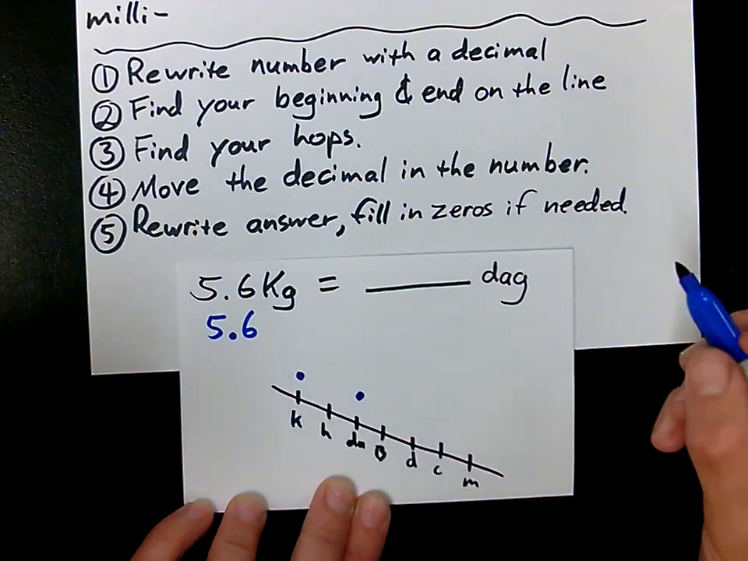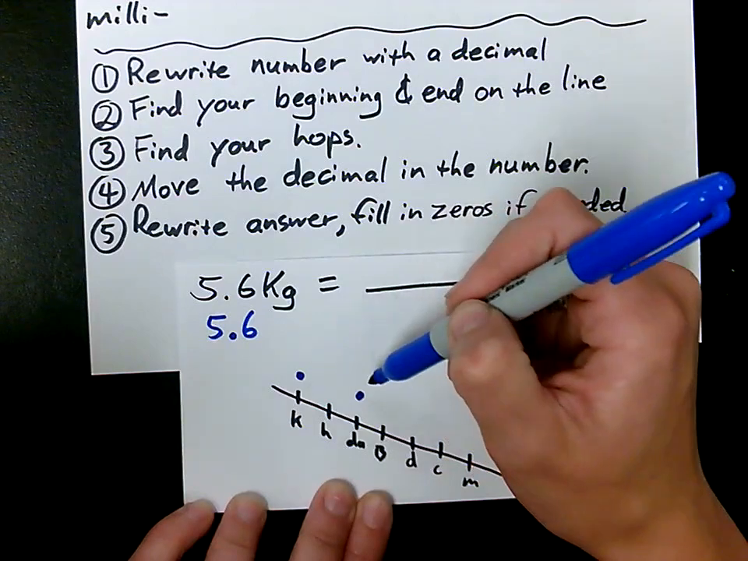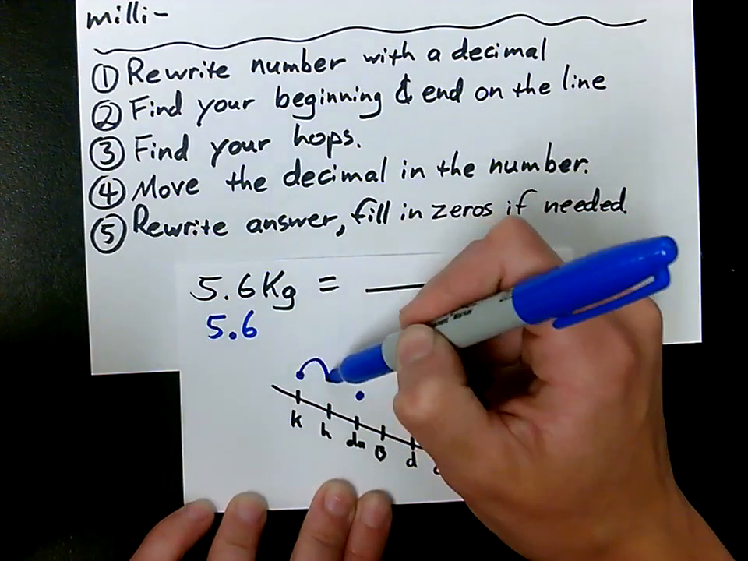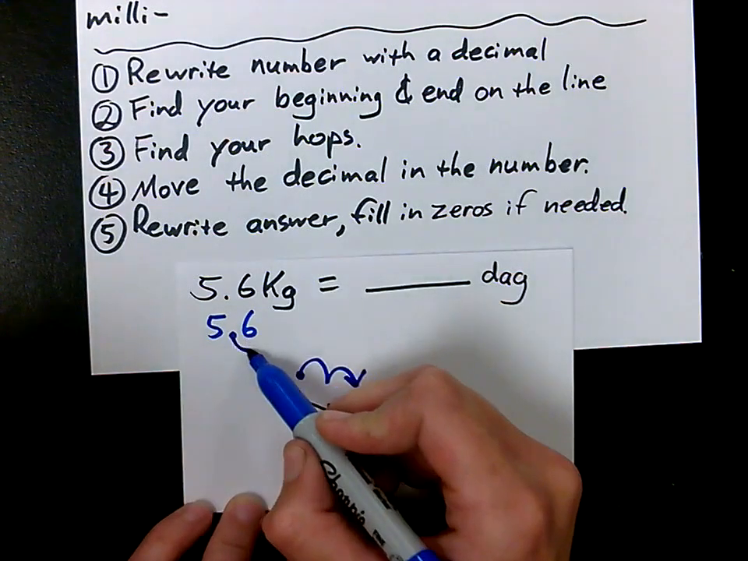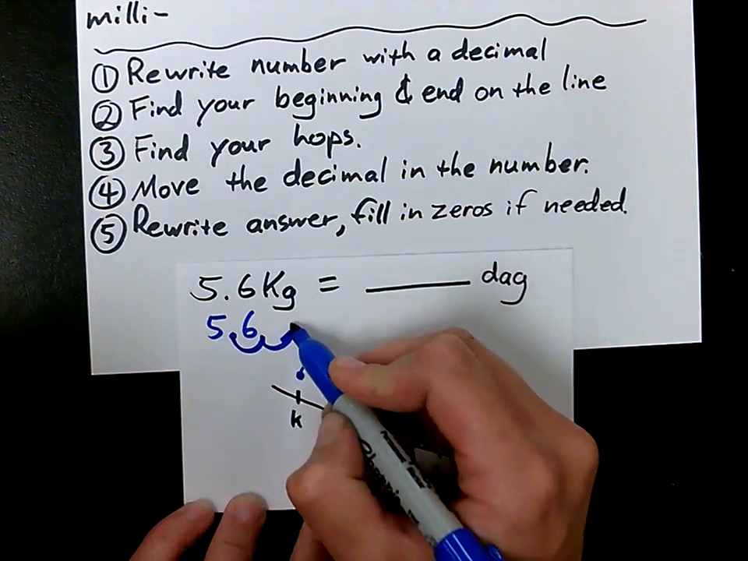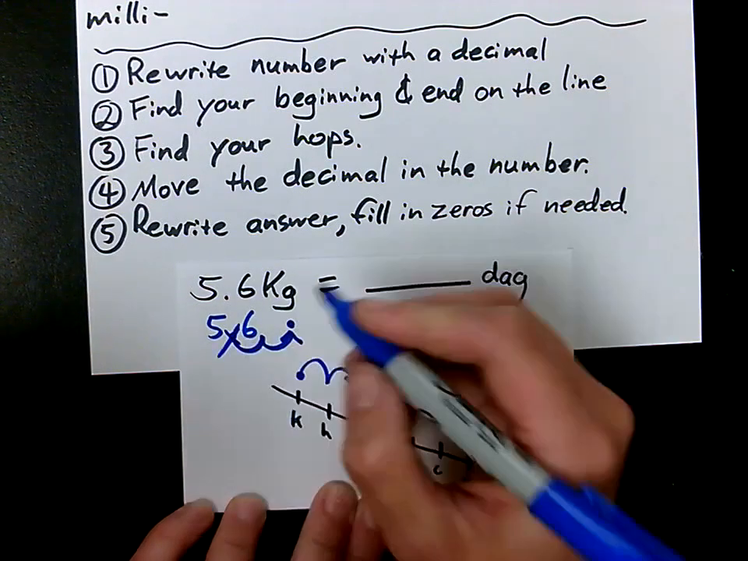Okay. This time, in order to get from my starting to my ending, I need to take 1, 2 hops. This time, again, we're moving to the right. So I'm going to take this decimal and move 1, 2 hops to the right. Here's a point. It's not there anymore.